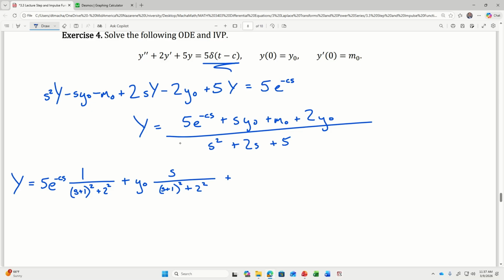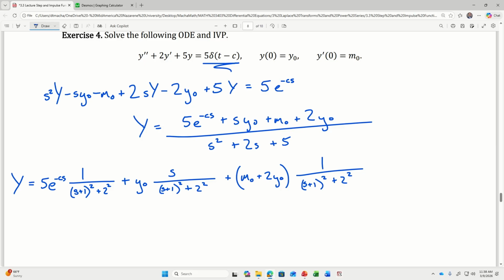And then next term I have m0 plus 2y0 times not s, just 1 over s plus 1 squared plus 2 squared.